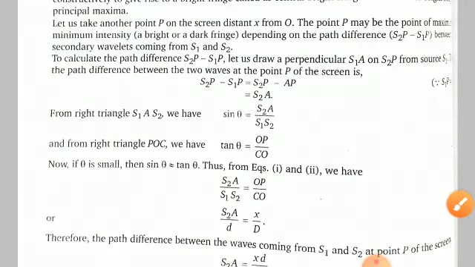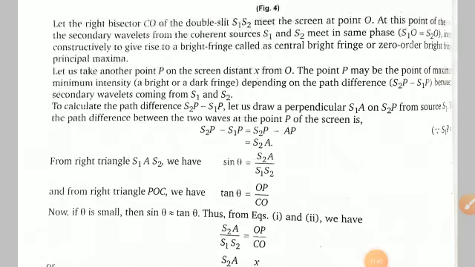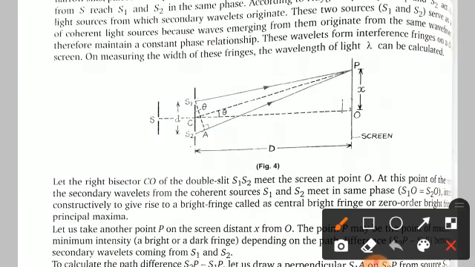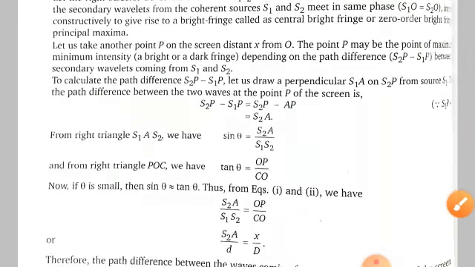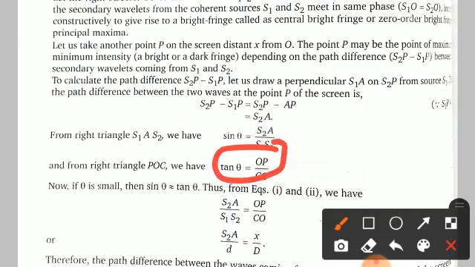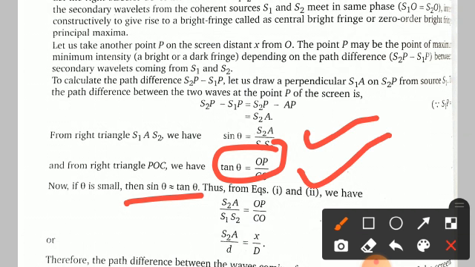Using this triangle we can write sin theta is equal to S2A upon S1S2. And from the right triangle POC, another right angle triangle, we can write tan theta is equal to OP by OC. If theta is very small, then sin theta is nearly equal to tan theta. So we combine equation 1 and equation 2, and we get S2A upon S1S2 is equal to OP upon CO.